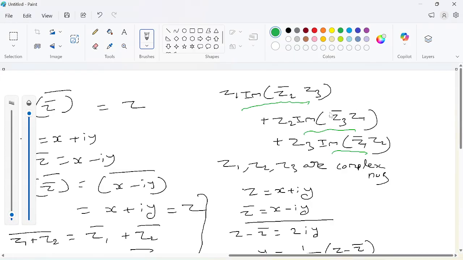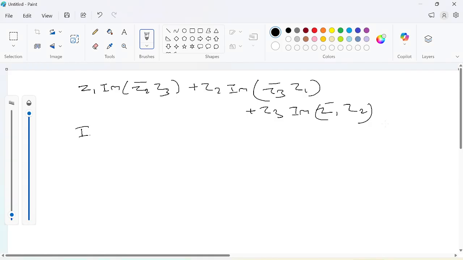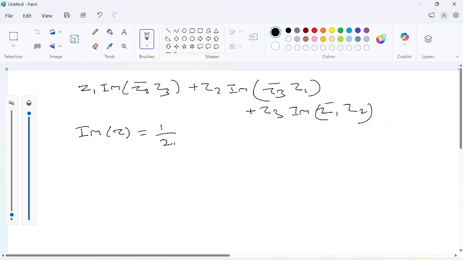Now we derived this in the green box. If you see, imaginary of z is equal to 1 by 2i times z minus z bar. Okay. Now this is clear. With this, so this we know. This we got. Now we have to solve this.